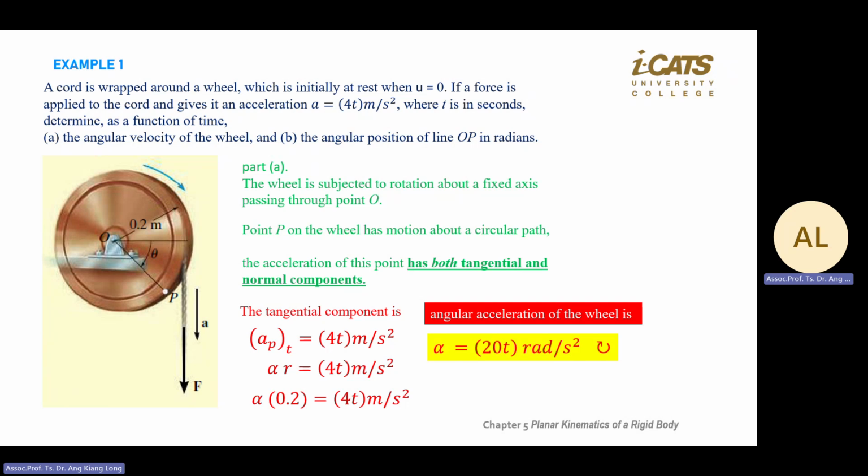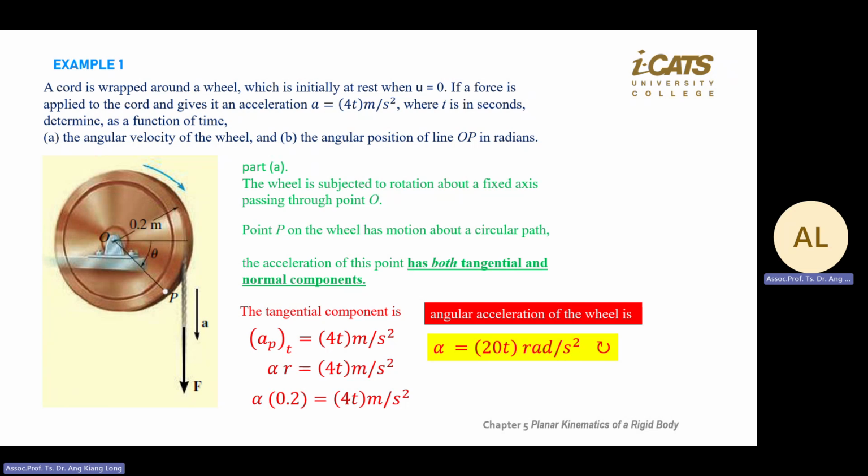So you rearrange, you move 0.2 to the right. The answer is alpha equal to 20t radian per second square. And it is clockwise. Okay, for a complete answer in chapter 5, you need to give me the direction, whether it's anti-clockwise or clockwise. And it's in radian per second square.